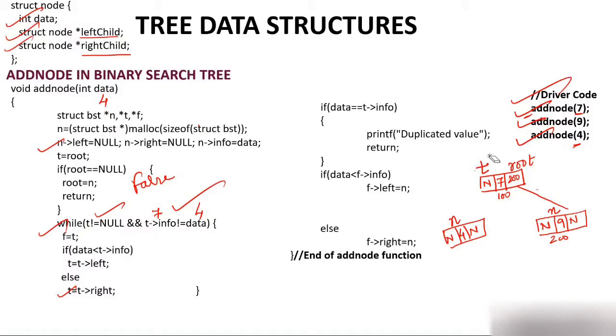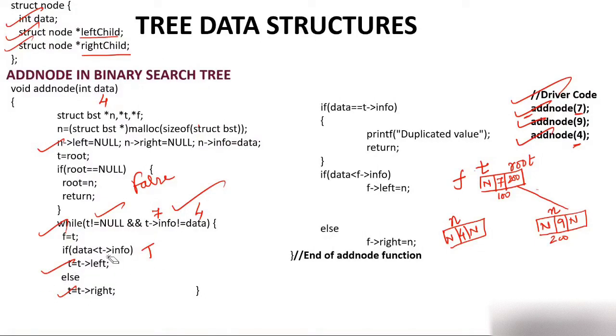F is equal to T. So now F is also pointing to T. So F, T and root are pointing to the same node called root. Fine. Okay. Is the data you are trying to insert, 4, less than T info? What is T info? 7. 4 is less than 7. Yes, the condition is true. I execute this statement.